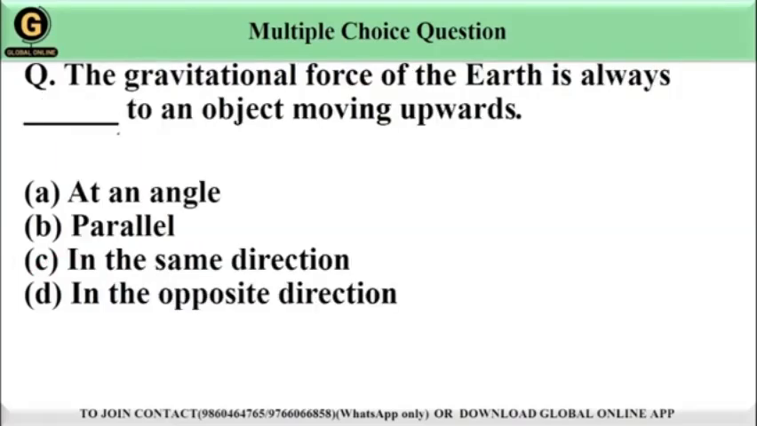The gravitational force of the earth is always dash dash to an object moving upwards. Options are given: at an angle, parallel, in the same direction, in the opposite direction. Guys, the earth's gravitational force always acts in the opposite direction to the motion of an object. When an object moves upwards, gravity pulls it back down towards the earth, resisting its upward motion. This is why objects fall back to the ground when thrown up or released. So the correct option is option D, in the opposite direction.